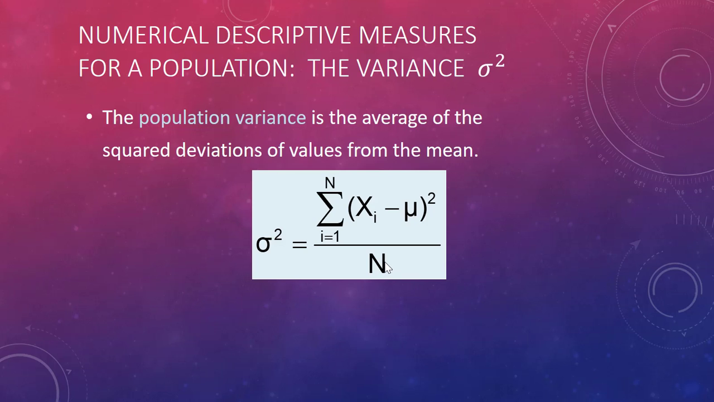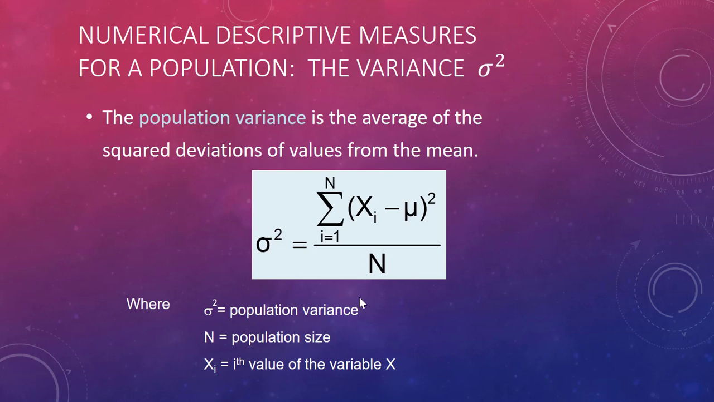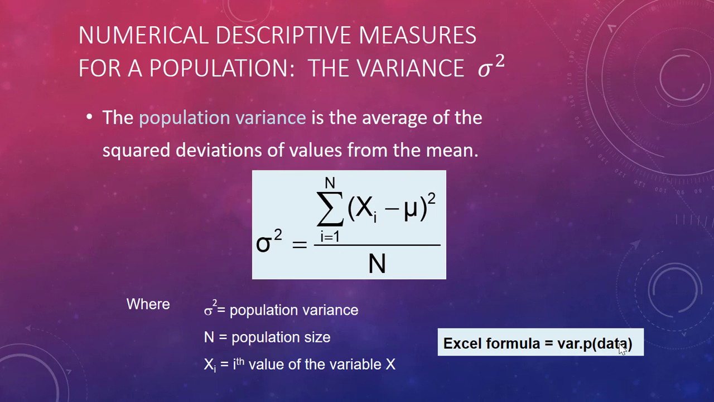Slight difference here. We divide by N instead of n minus 1. And note that N is the population size. Before we used a little n, which is our sample size. And sigma squared here is new. It used to be s squared. So sigma stands for the population standard deviation, and sigma squared stands for the population variance. And again, here's your formula. Or in Excel, you can just do VAR.P and then highlight your data in here.